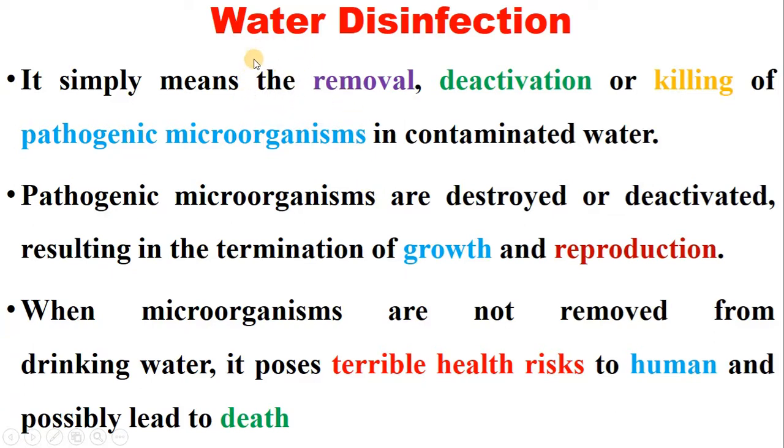Now, what is water disinfection? It simply means the removal, deactivation, or killing of pathogenic microorganisms in contaminated water. Pathogenic microorganisms are destroyed or deactivated, resulting in the termination of growth and reproduction. So, when microorganisms are deactivated, it will affect the growth and the reproduction of such organism in the water. When microorganisms are not removed from drinking water, it poses terrible health risks to human and possibly lead to death.